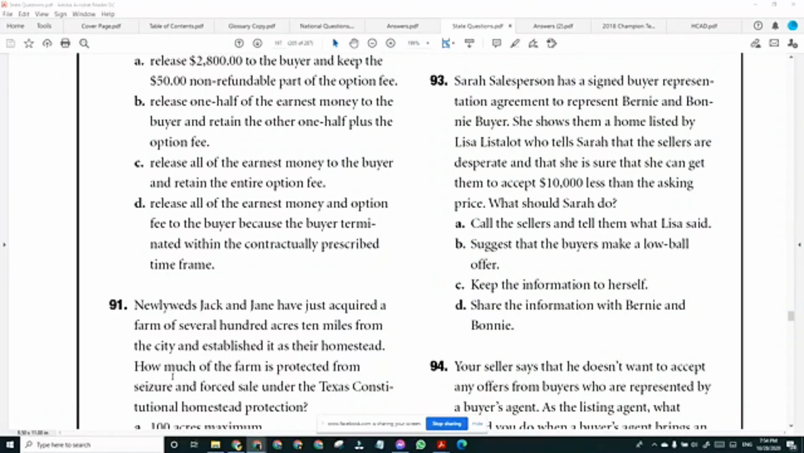Okay, did you get that? Because you said C, keep the information. No, we don't have a right to keep information like that to ourselves, Nina. Now, if the listing agent disclosed it to us and we're a sub-agent, yes, we keep the information to ourselves because we don't have a buyer's rep agreement and they are a customer. So legally, we are representing the seller. But in this case, they have a signed buyer representation agreement. Therefore, we need to disclose.